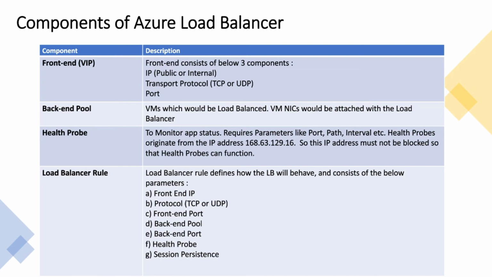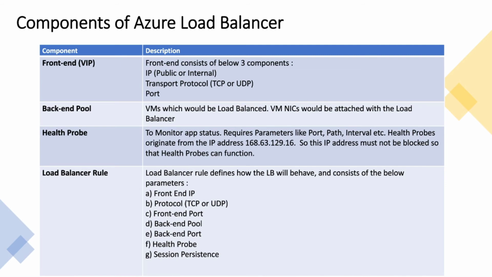Next, we have a health probe. To monitor app status, we generally use a health probe. There are some required parameters like port, path, and interval. We need to pass all those parameters when we create a health probe. We will see that in a demo. Health probes originate from a particular IP address, and this IP address should not be blocked in your network, because the health probe is generated from it. So when we configure the load balancer, we need to keep in mind that this IP address should be allowed in your network, in your firewall.